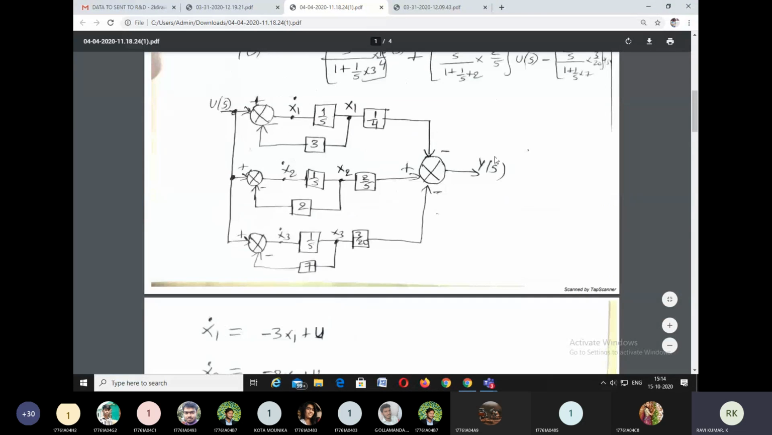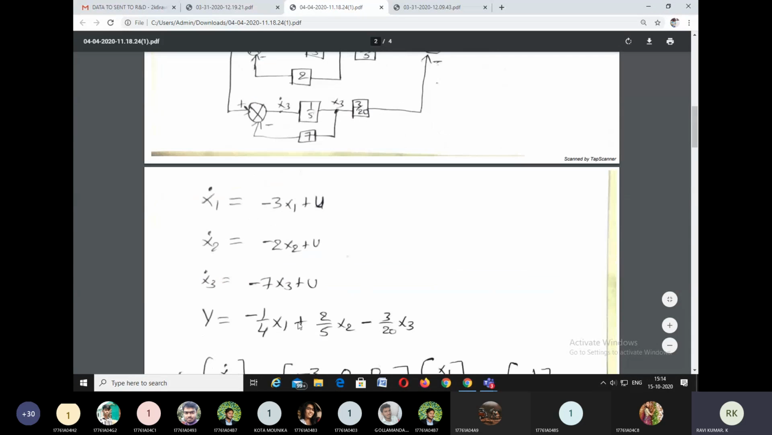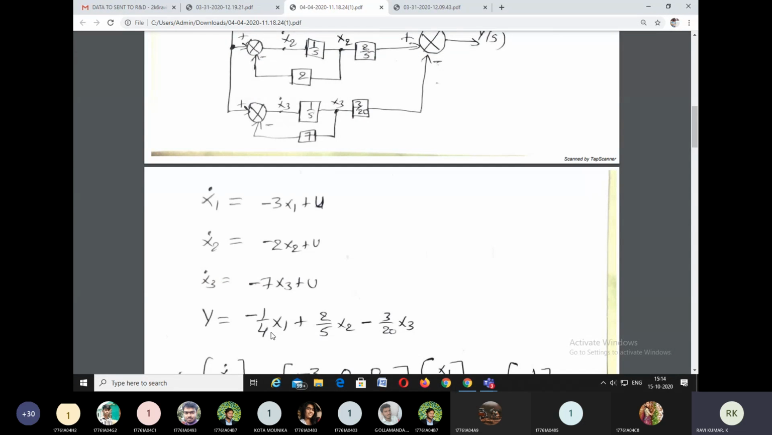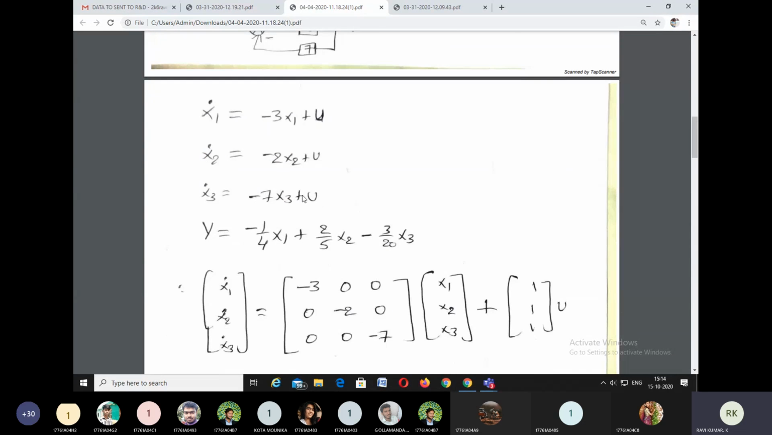Similarly, the output y is the output of this block, so x1 into 1 by 4 with minus, plus x2 into 2 by 5, minus x3 into 3 by 20. That is Y(s). So Y(s) is equal to minus 1 by 4 x1 plus 2 by 5 x2 minus 3 by 20 x3. From these three you can write the state equation, and from this one you can write the output equation.